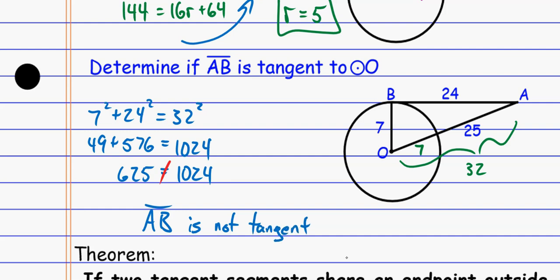And just out of curiosity with the numbers here, if AO, if this entire thing had been 25, then this would work out because 25 squared is 625, okay? And so this is set up for you to make the most common error, which is to assume that 25 is the whole thing instead of that piece, okay? So don't forget to make sure you're looking at the entire hypotenuse here, which is that 32, okay?